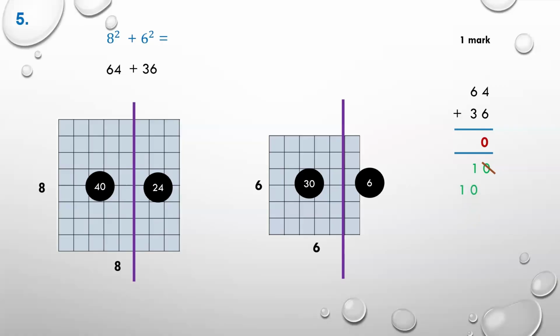So now we have to write the value for tens. So we could cross out that and put it there. And of course, we're left with 1. That 1 goes here. So that means what's our answer? Our answer is 100. 8 squared plus 6 squared is equal to 100.